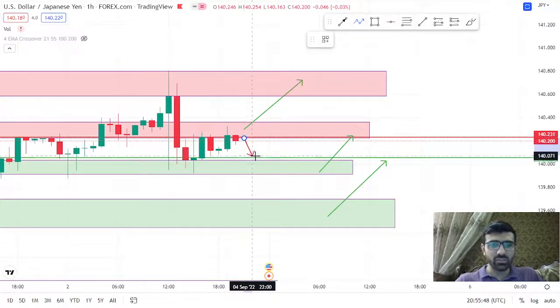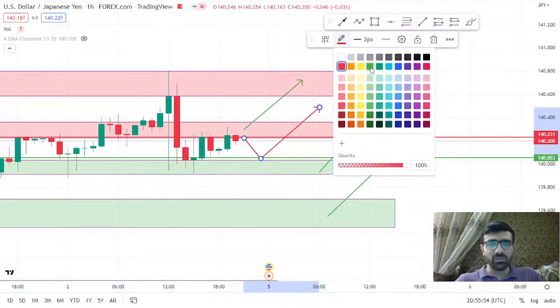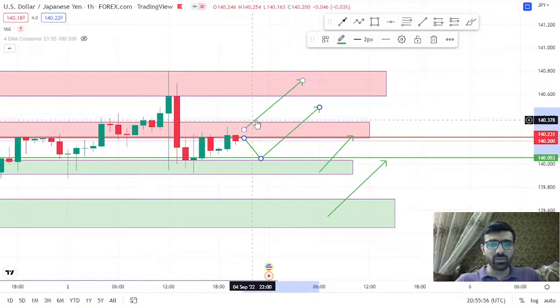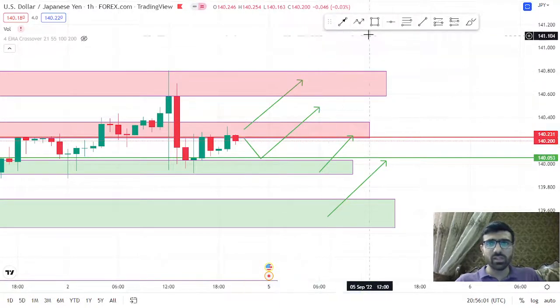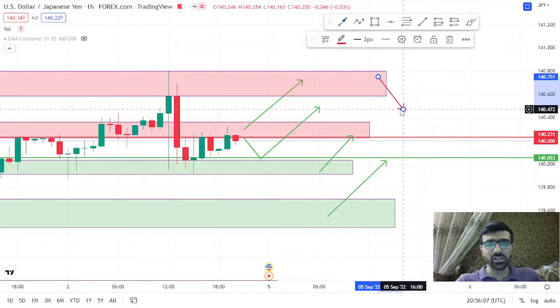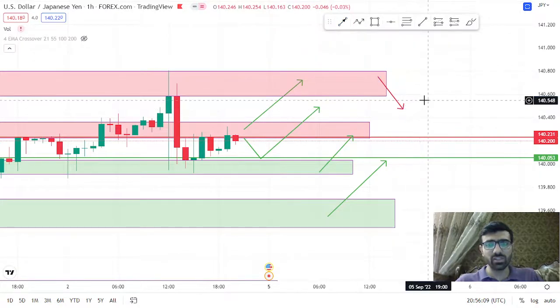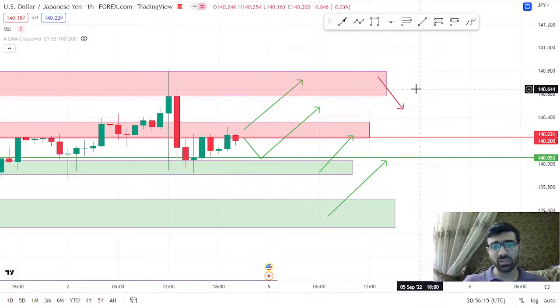If the market respects this area and closes above this area, maybe we can go long from here. If we are a risky buyer, then maybe we can go long once the market closes above this area. We can go long from here as well. And if we are looking for a good selling opportunity, maybe it can come from here. If the market enters this area and then closes below this area, then we have to look for a selling opportunity as well. But I am not really looking to sell this pair.